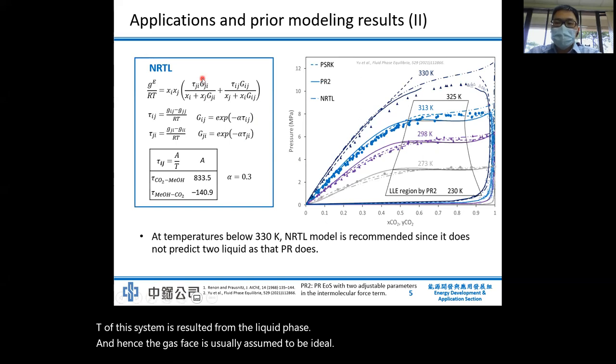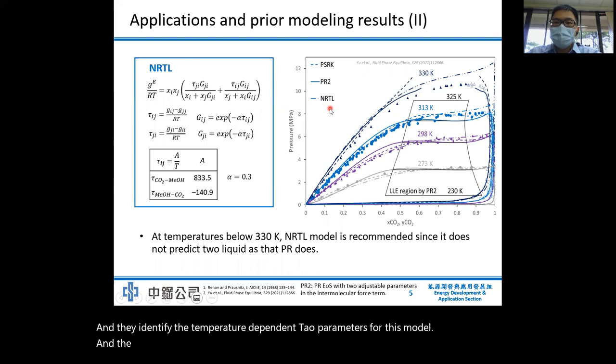For Yeo's work, the NRTL model is applied to calculate the activity coefficient. And the ideal gas law is applied for the vapor phase. Here is the expression of the NRTL model. And they identify the temperature dependent tau parameters for this model. And the model result is shown in the plot.